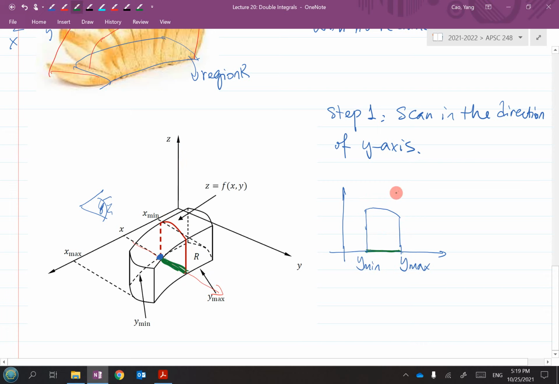This part of the curve of the cross section, where this is y and this is z, comes from the top surface, which is z equal to f of x, y. So this part of the curve is technically part of f of x, y. So you can label that as f of x, y.